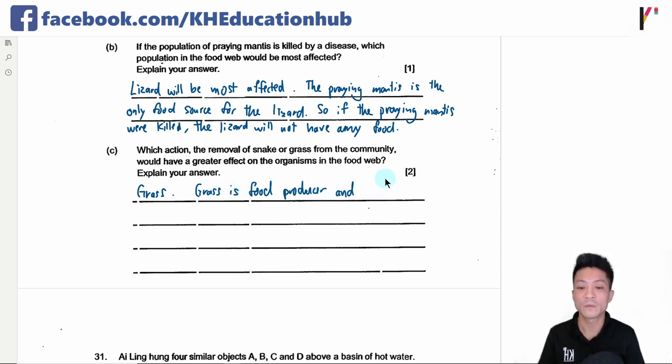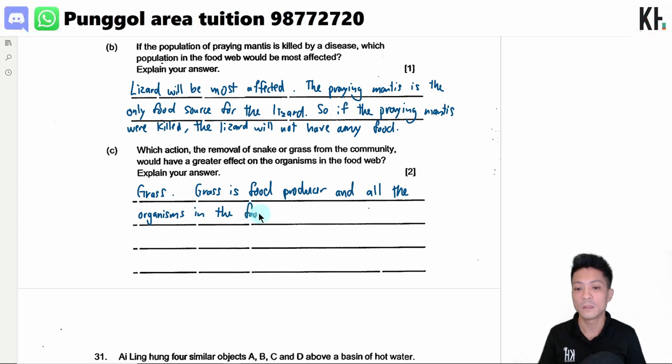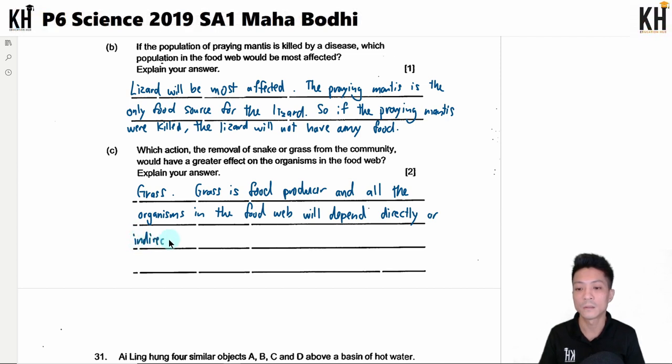Okay, so grass is a food producer and all the organisms in the food web will depend directly or indirectly on the grass for food.